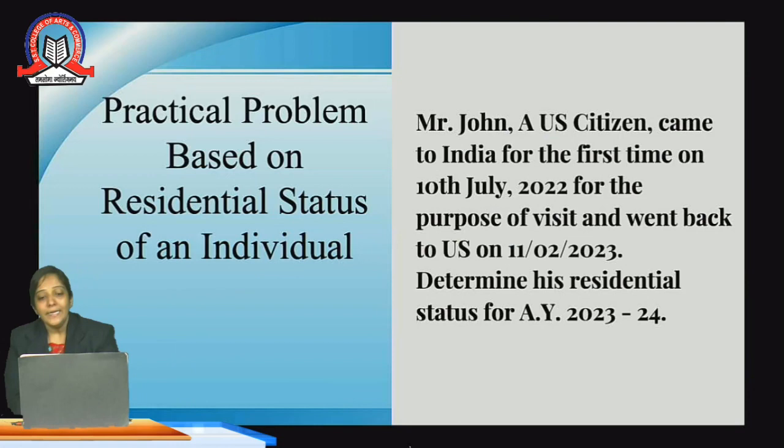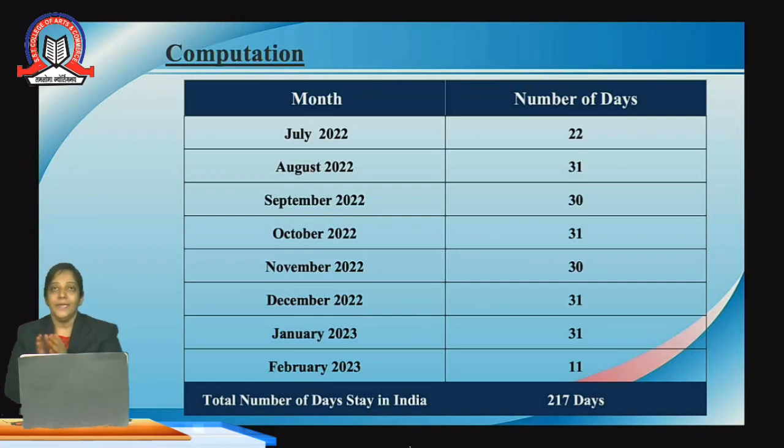As already stated in the example, he came to India on 10th July for the first time. Before that, he didn't come to India at any time. So here in the previous year 22-23, which starts on 1st April 2022, he came on 10th July and went back on 11th February 23. So from 10th July till 11th February 23, he was in India only. Now we will calculate how many days he was in India.